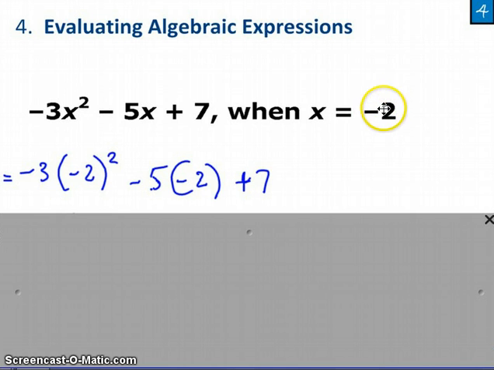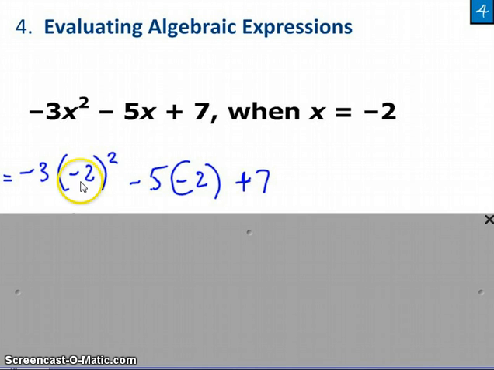Because it's a negative, I'm going to put parens around it wherever it appears. That way I'm going to remember that x is this whole thing, this whole negative 2, and not just the 2. So I do it here as well as here. Notice all I've done here is substituted negative 2 for x.